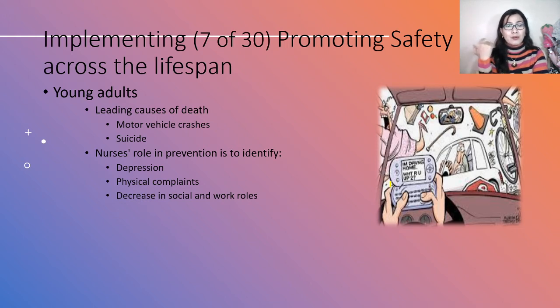There are also physical complaints, body aches, and sometimes a decrease in social and work roles. Young adults can also turn to suicide, especially if they get frustrated in achieving their dreams in terms of their career path.